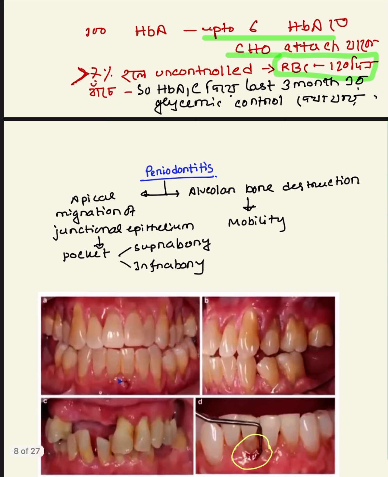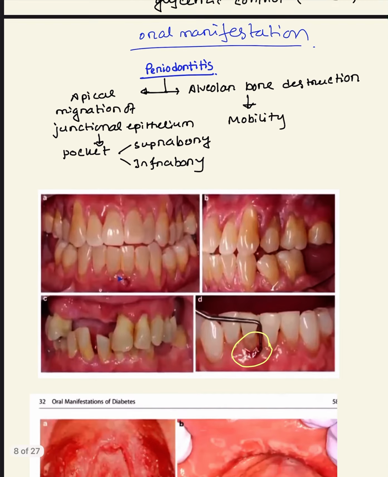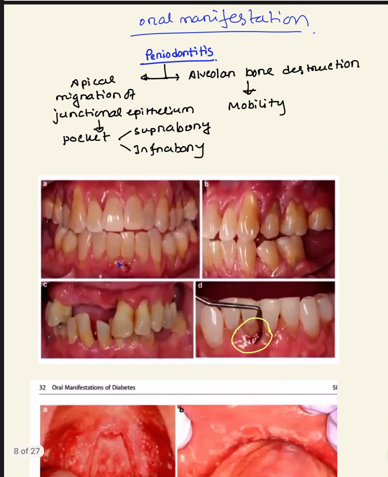Now some oral manifestations of diabetes mellitus. First there is periodontitis, which is very common in diabetic patients. In periodontitis, we usually see the apical migration of the junctional epithelium with pocket, which can be suprabony or infrabony pocket, and alveolar bone destruction is also seen.